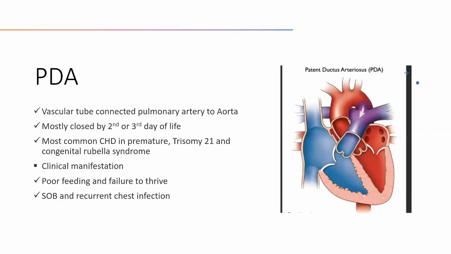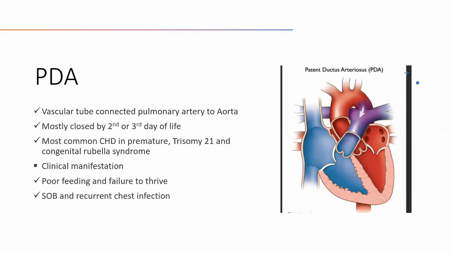And then the patent ductus. It's a vascular tube that's connected to the pulmonary arteries and the aorta. And it most often closes on the second or third day of life. But PDAs are usually a common problem in premature infants.